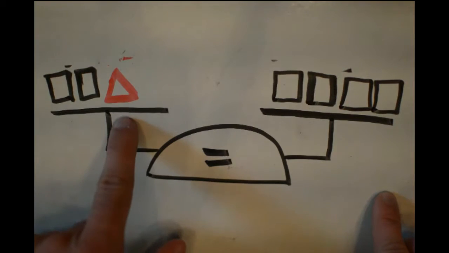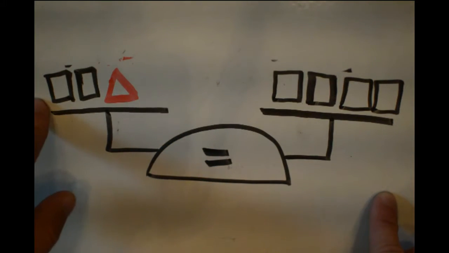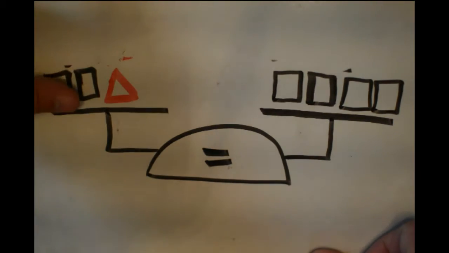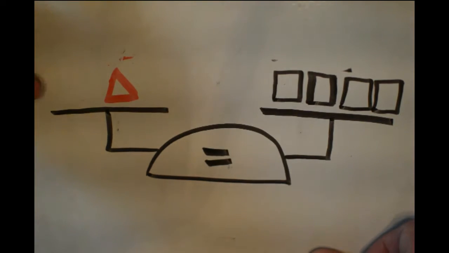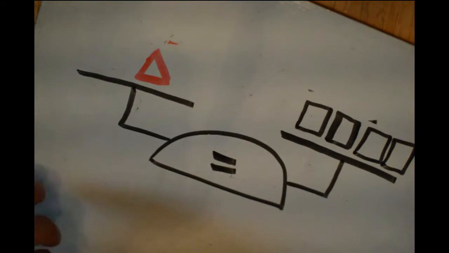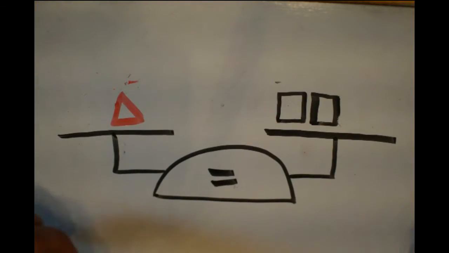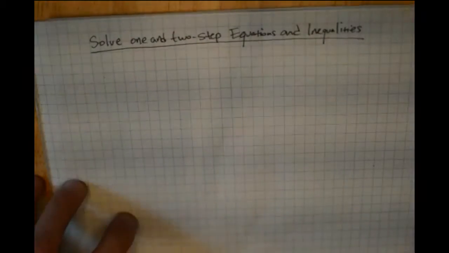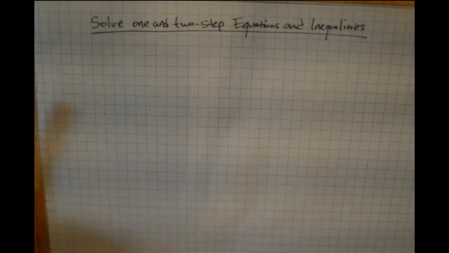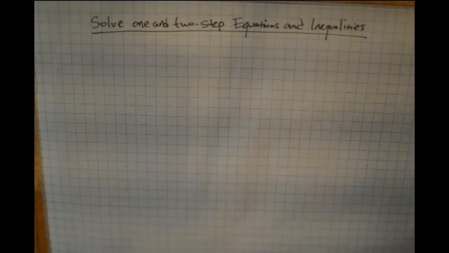And I want to get that triangle all by itself, so I'm going to take away these 2 squares. Well, if I take away those 2 squares on the left side, now the right side's too heavy. I've got to take away 2 squares on the right side, and now it's back to being balanced. So we're going to take a look at some examples of solving equations and inequalities and graphing their solutions. And we're going to also take a look at a couple of strategies for doing so.